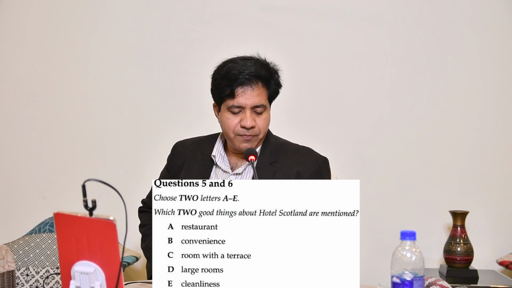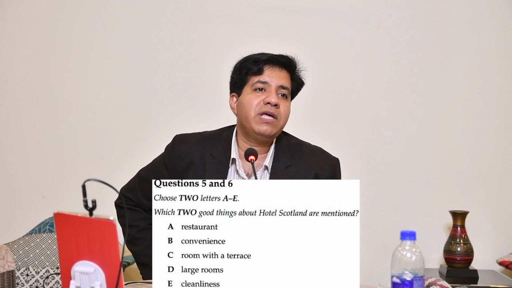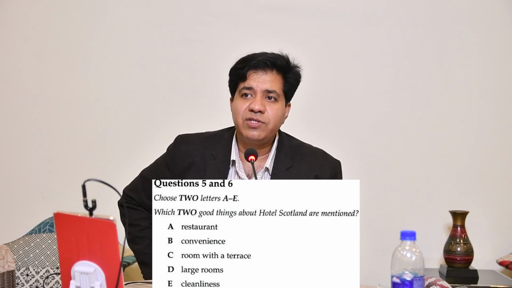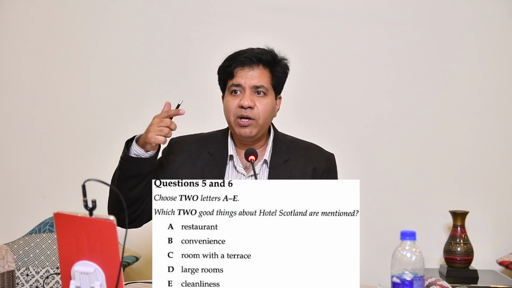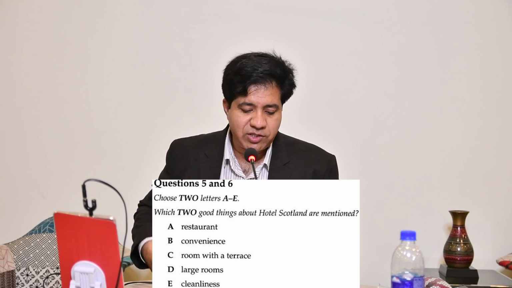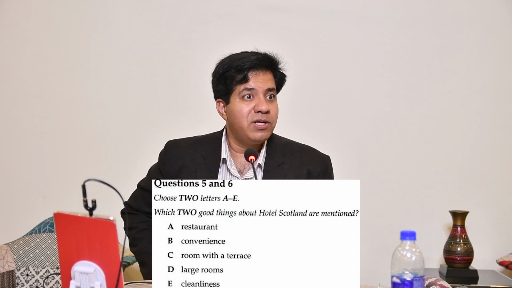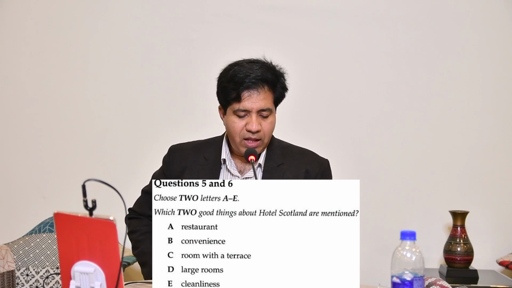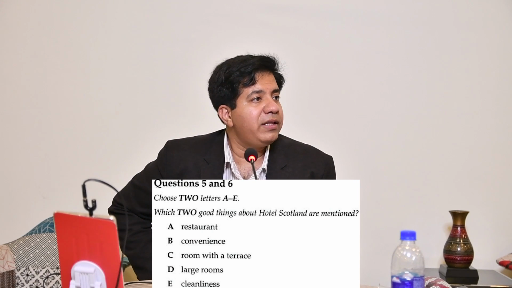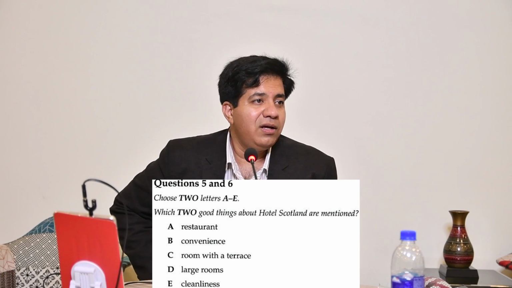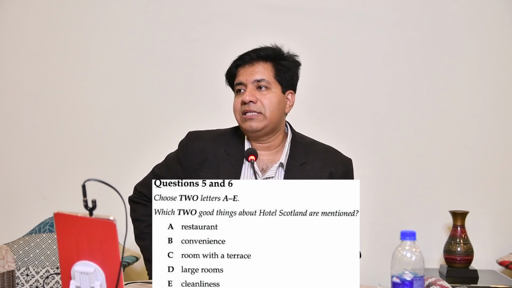Next we've got C, room with a terrace. If they say most of their rooms have windows, but I'm afraid there is no terrace, even that is not the answer. Right? I'm just focusing on the negative, how they can speak, and because there are 5 options, 3 options will be discussed like this. And if they say there is a beautiful terrace with every room, that means that is a good thing. Option D, large rooms. For large rooms, they might use the word big rooms and all that. And if they say the rooms are rather small, this is not a good thing, right? And option E, cleanliness, right?